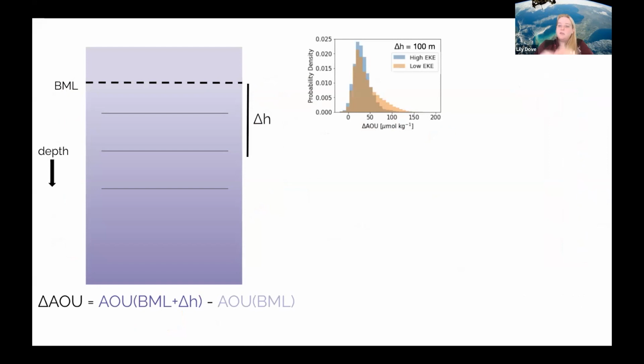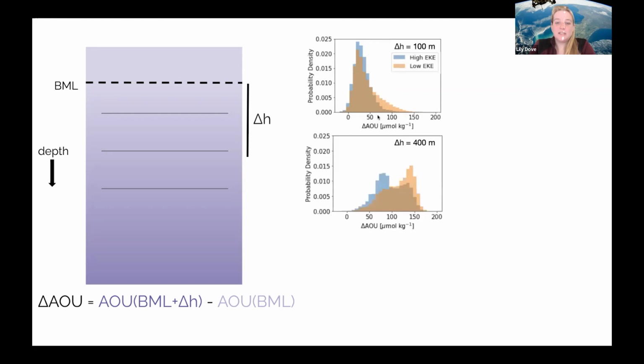So once again, I'm using this kind of definition, and this is again looking at histograms. So on the x-axis is delta AOU, y-axis is probability, and you'll see the delta H value written up here. And you can see the blue and the orange curves represent high and low eddy kinetic energy region respectively. So 100 meters below the base of the mixed layer, you can see that our curves in the high and low EKE region are pretty similar. There's not too much difference in the AOU at that depth.